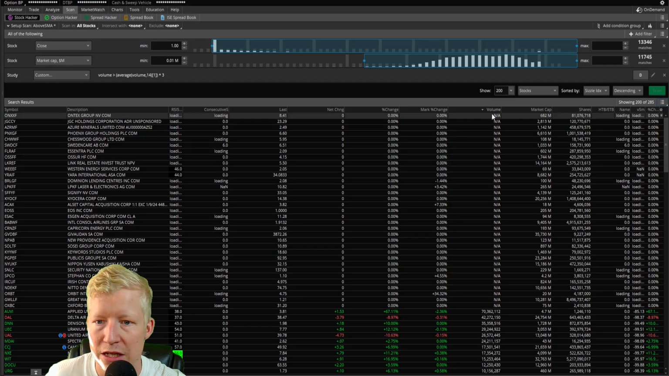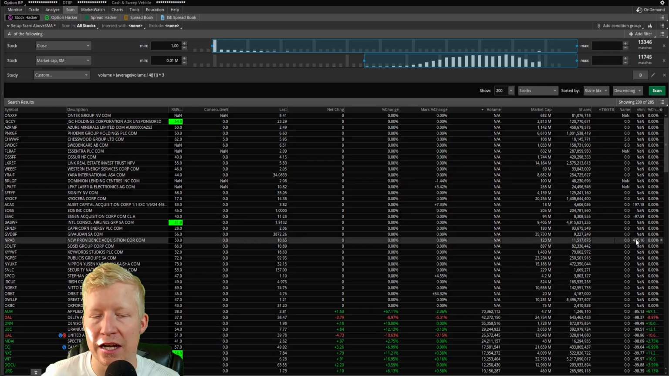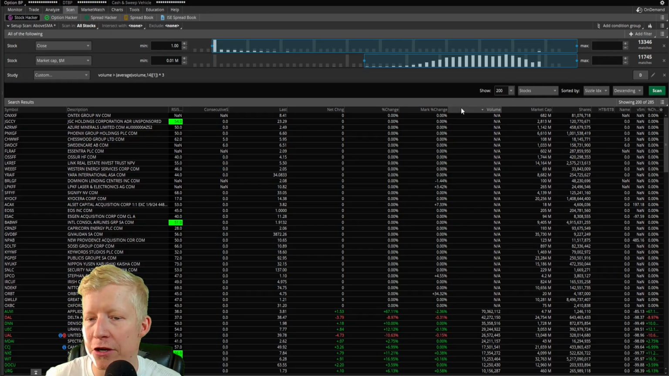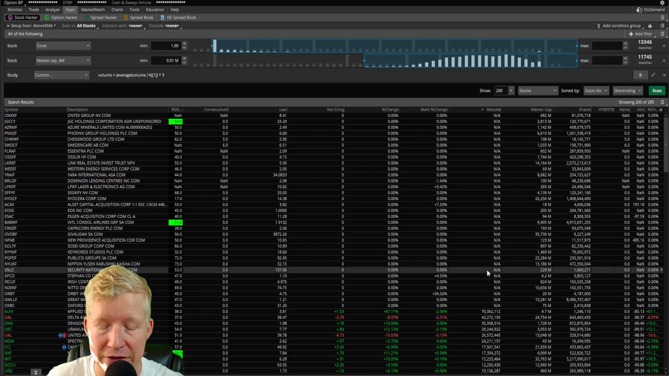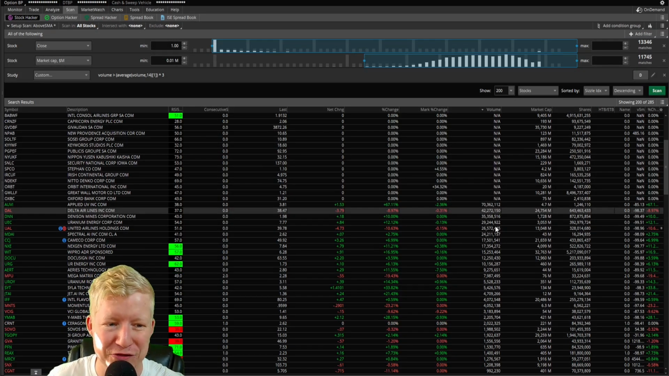Wow, there's a lot of, hey, ThinkorSwim devs, can I give a little extra quality assurance tip here? When you're sorting from top down greatest volume, can NAs, the selectors, be at the bottom instead of the top? That would be useful. Thank you.